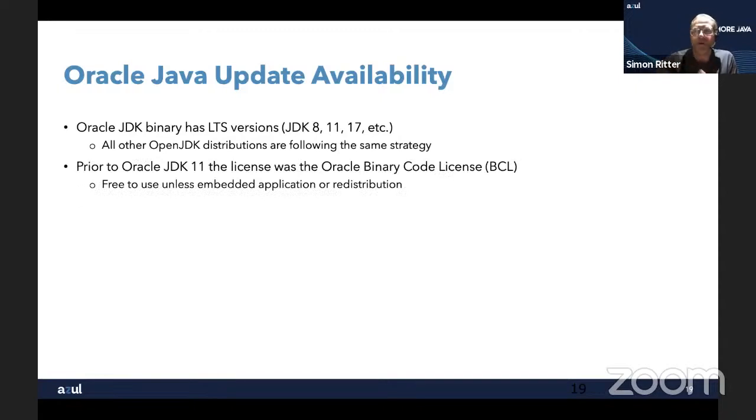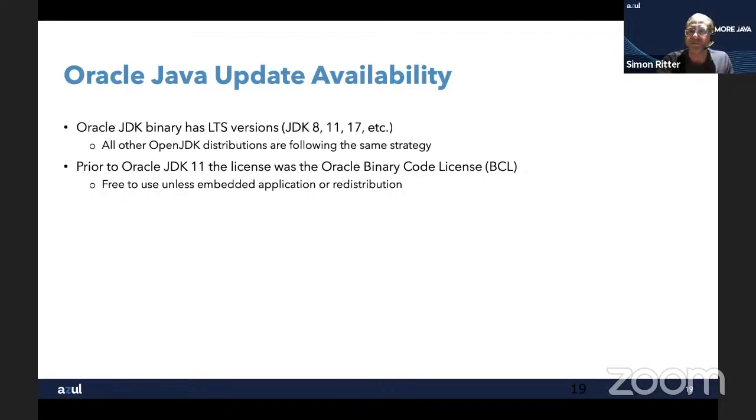Now, when Oracle released JDK 11, the Oracle JDK 11, they decided to change the license that they used for that. Prior to that, so good old JDK 8 and JDK 7 and JDK 6 used a thing called the Oracle Binary Code License, BCL. And what that said was that you could use the JDK for free in pretty much any situation. If you're running it on your laptop, if you're running it on your desktop, if you're running it in your server, then it didn't really matter what you were doing with it. You could run it without having to pay a license fee or a support fee.